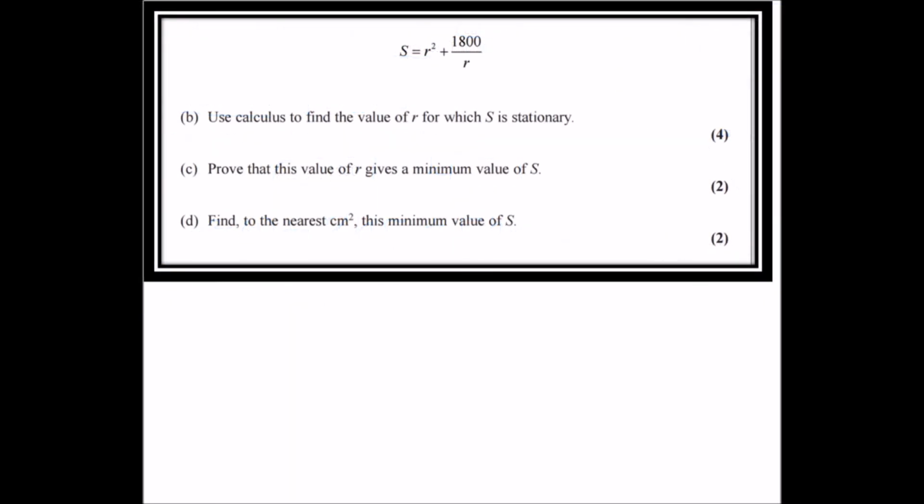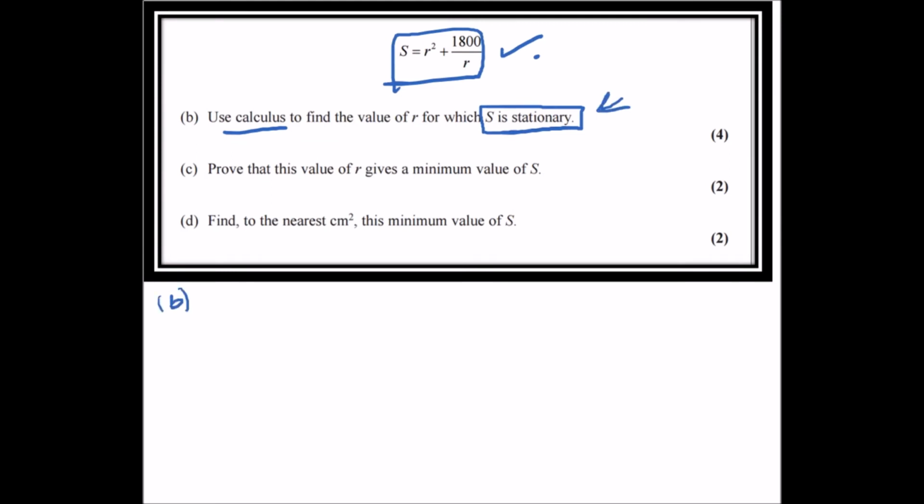Okay, parts B, C, and D. Now we're given the S equation, which we previously proved. Here we have to use calculus, in other words, differentiate, to find the value of R for which S is stationary. So use differentiation on this equation, set the derivative to 0 and solve for R. That's what is implied by being stationary.